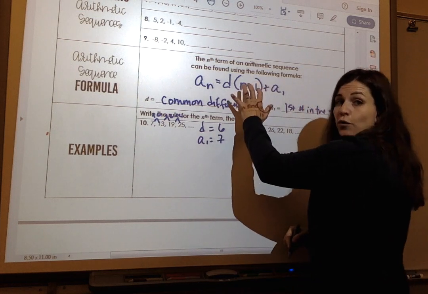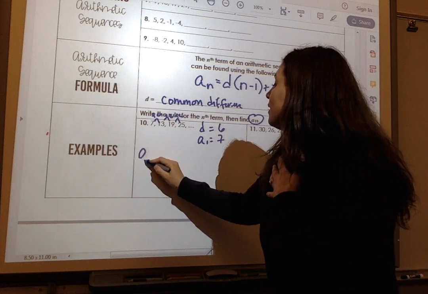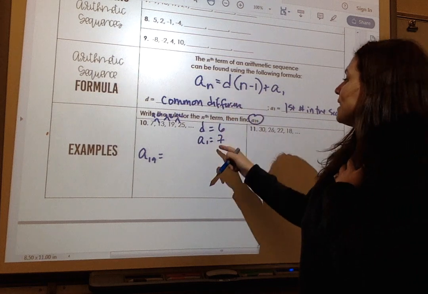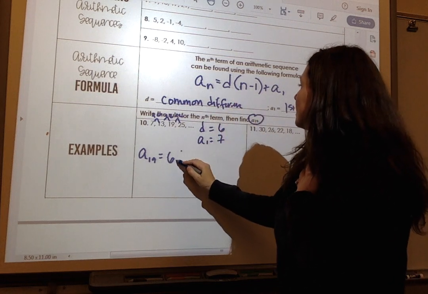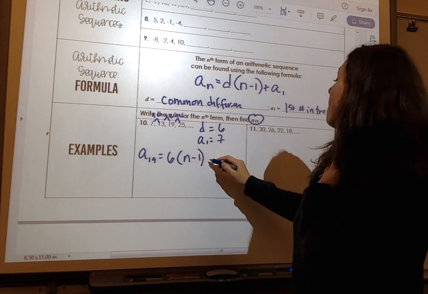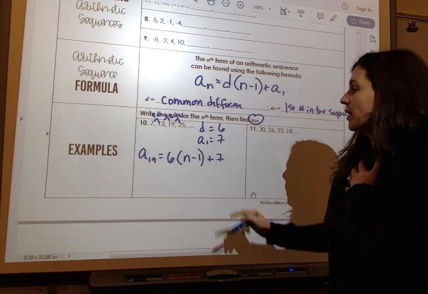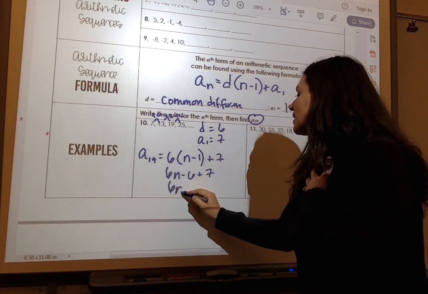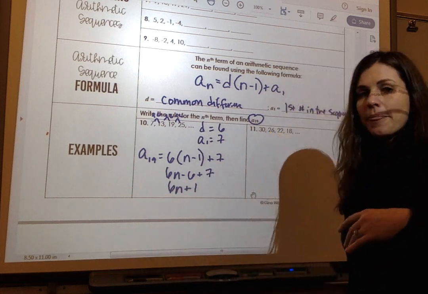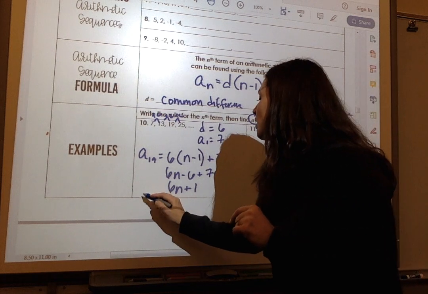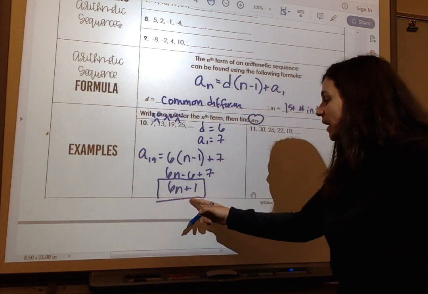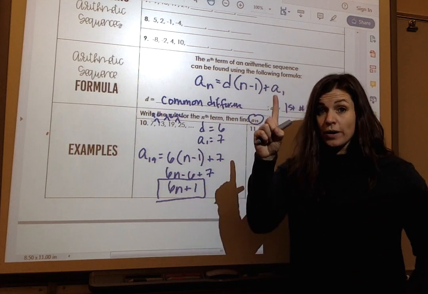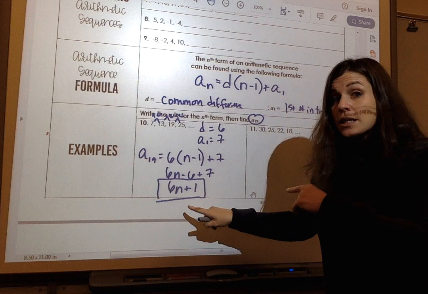So now I'm going to use this formula. Now remember, I'm looking to find the 19th number in the pattern, right? So the formula that helps me find it is going to be 6 times n minus 1 plus 7. Now I distribute: 6n minus 6 plus 7, and I get 6n plus 1. Okay? Here is what I need students to understand. This right here is my overall formula. So when you're looking at homework, you need to, number 1, find me the formula. And this is the formula.